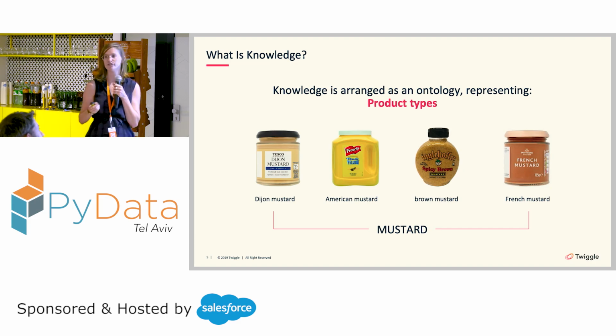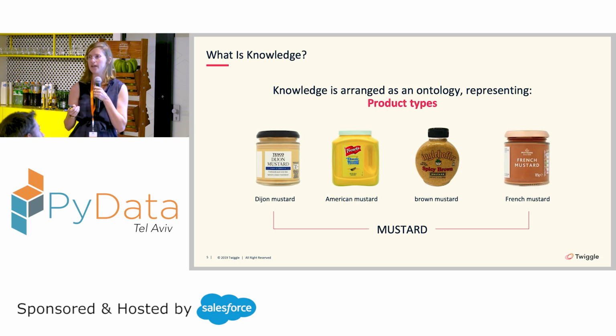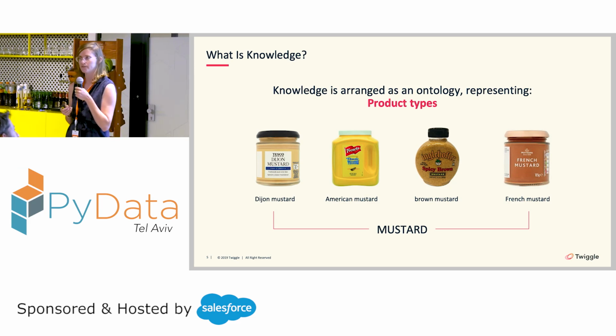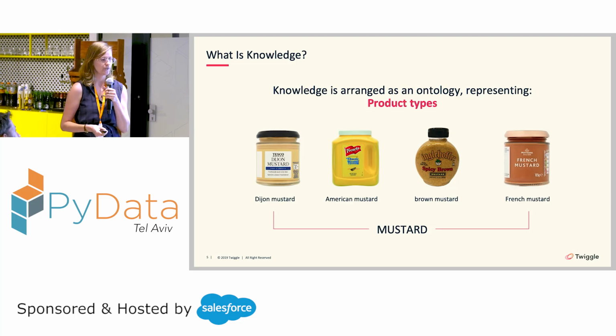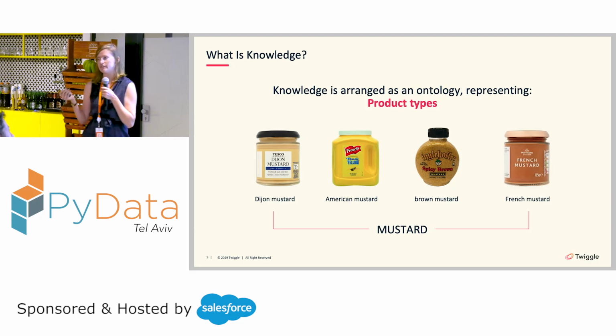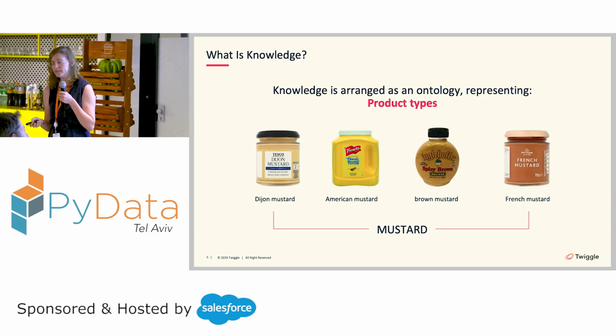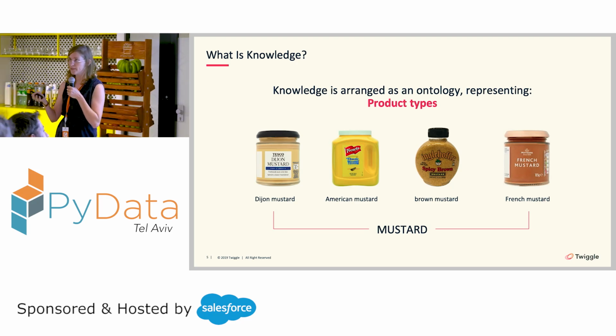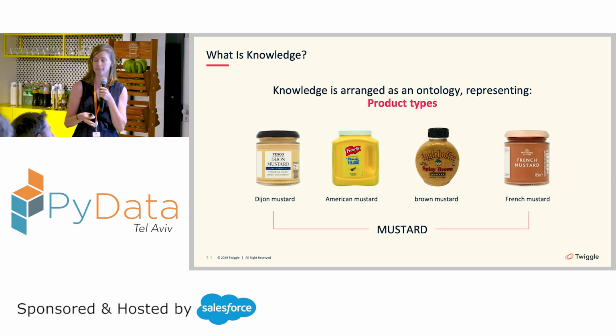So our ontology in Twiggle includes a few things. The first one is the knowledge of product types. And what I mean by that is, if you have two products and they are interchangeable, then they belong to the same product type. Let me give an example. Let's say I go to the supermarket and I want to buy Dijon mustard, but they just ran out of it, so I might be disappointed. But I guess I'll just go ahead and buy American mustard instead.